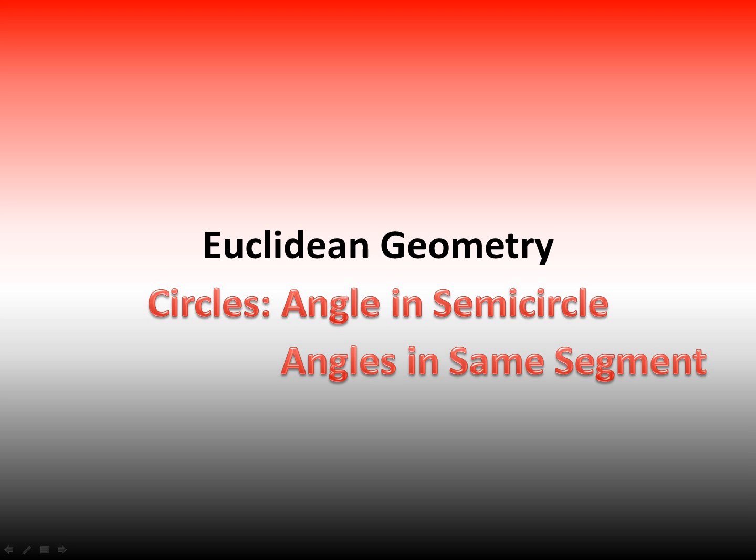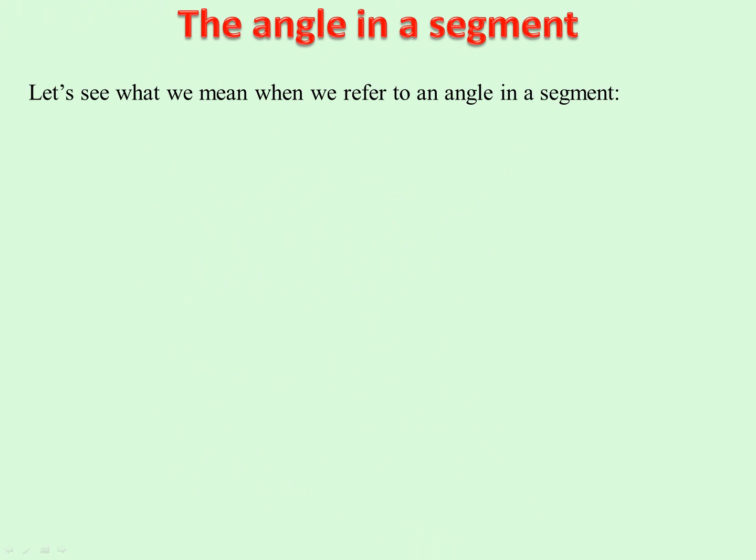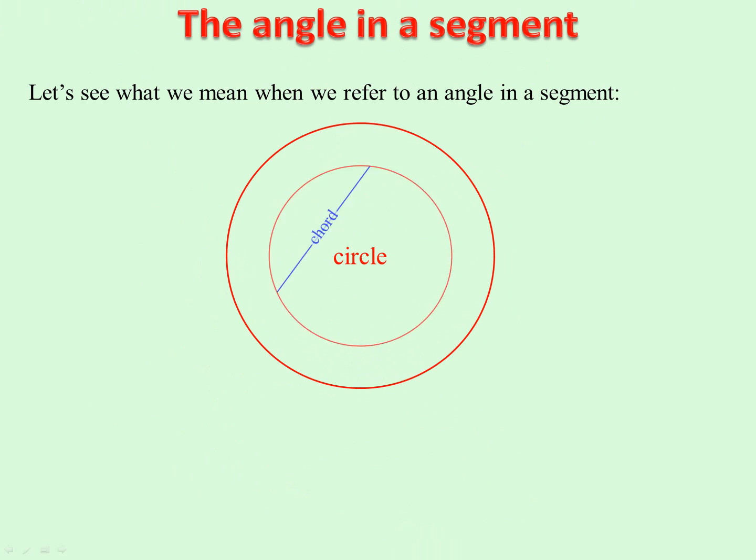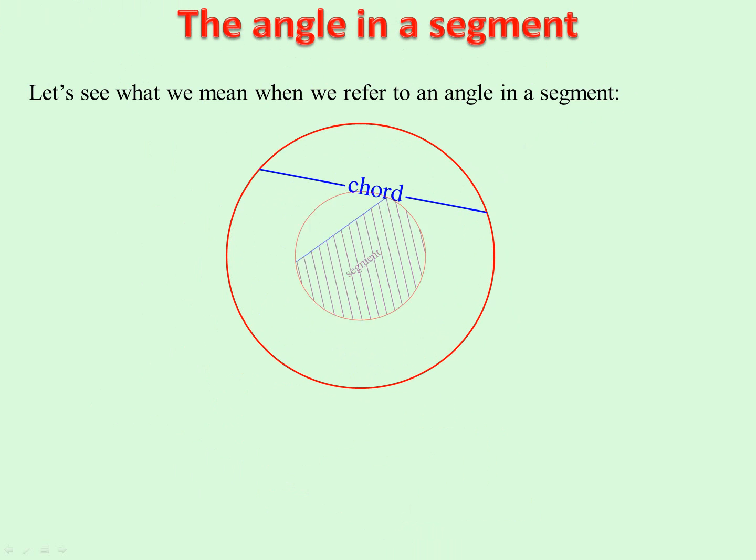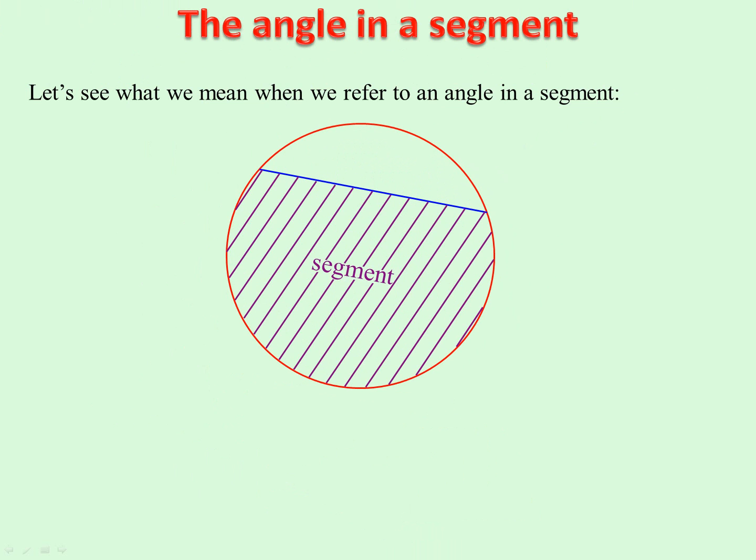Circle geometry, angle and semicircle, and angles in the same segment. Let's first see what it means by an angle in a segment. Circle, chord, and a chord cuts off two segments. This segment and the one above, which isn't shaded.